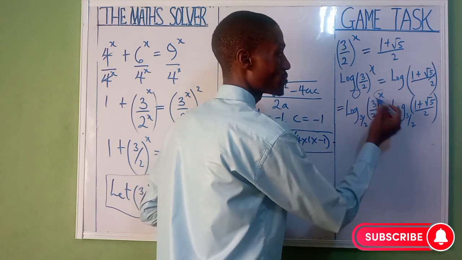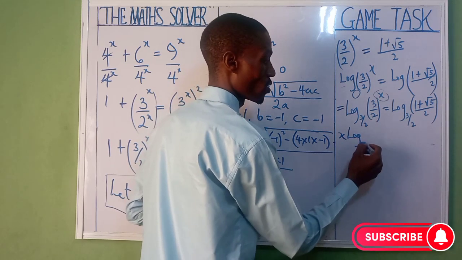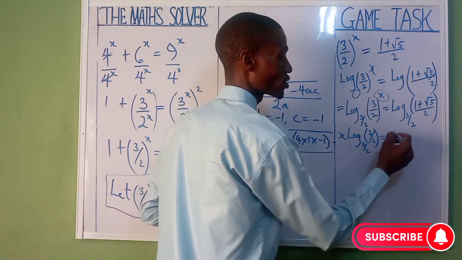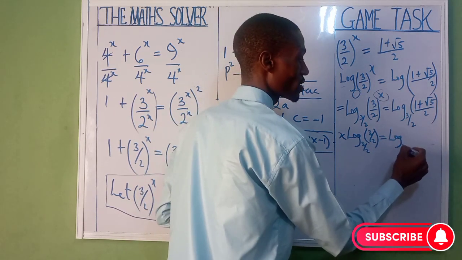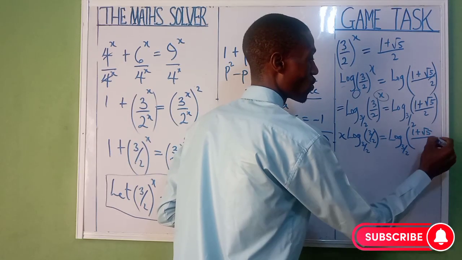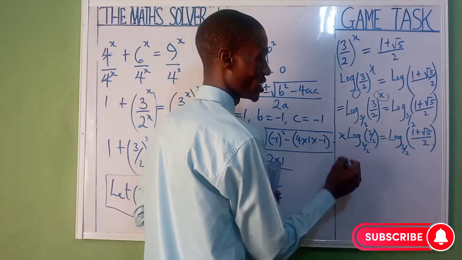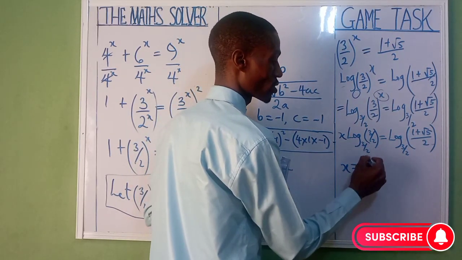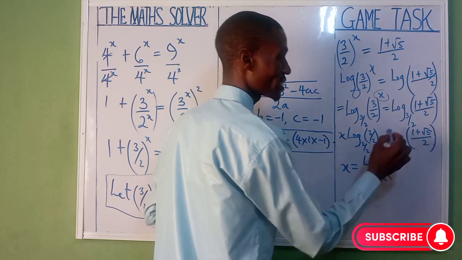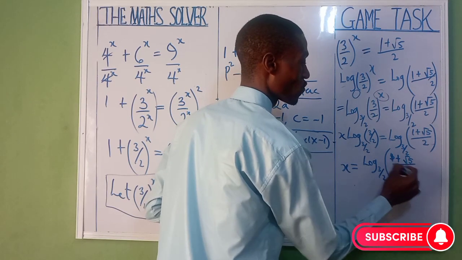But before we do that, let's bring our x outside it. That is x log 3 over 2, and then you have 3 over 2 equal to log 3 over 2 of (1 plus root 5 over 2). As you can see, log 3 over 2 divided by log 3 over 2 is going to be 1. So x equals log 3 over 2 of (1 plus root 5 over 2).